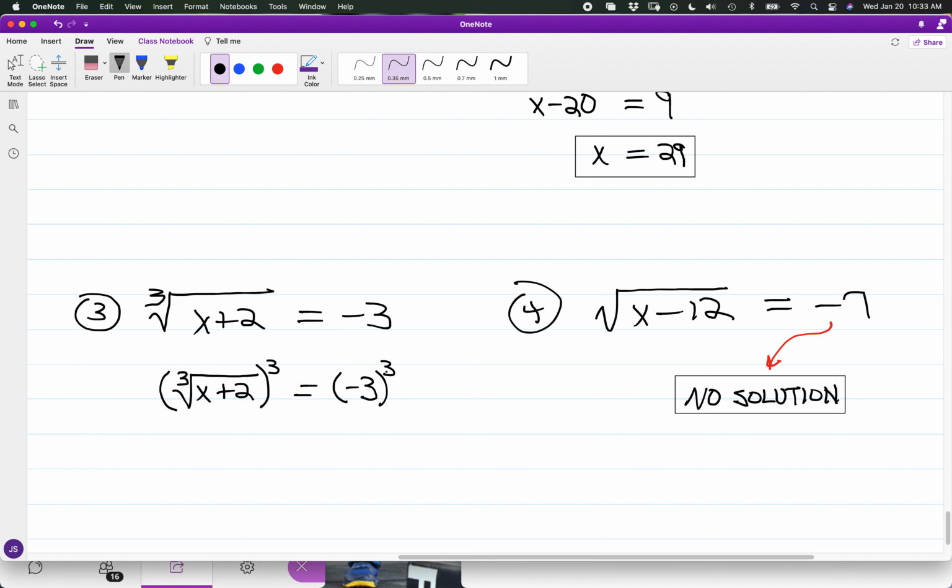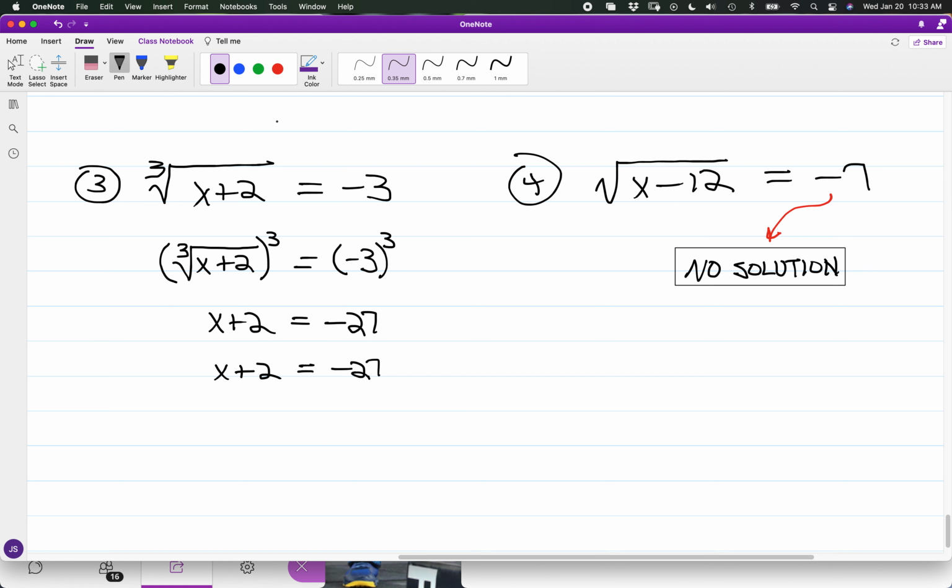In cubing out, we have x plus 2 is equal to the cube of negative 3. So you have negative 3 times itself times itself, so this will be negative 27. Getting x by itself, if I take 2 away from both sides, we have for the solution in x that x is equal to negative 29.